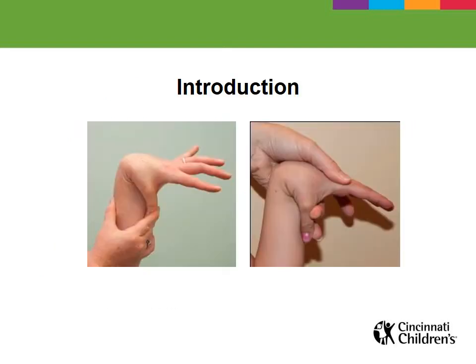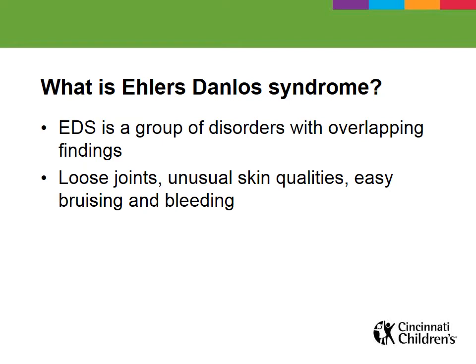When we're looking at hypermobile disorders, we are typically looking at the additional flexibility of joints. Here we can see two patients who can oppose their thumb directly to their wrist, which is a fairly unusual thing for most people to be able to do. And so what we have is Ehlers-Danlos is a group of disorders that have overlapping findings. Loose joints, unusual skin qualities, and easy bruising and bleeding are the findings that most Ehlers-Danlos syndromes have in common.